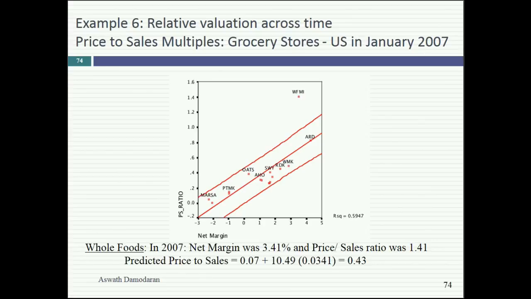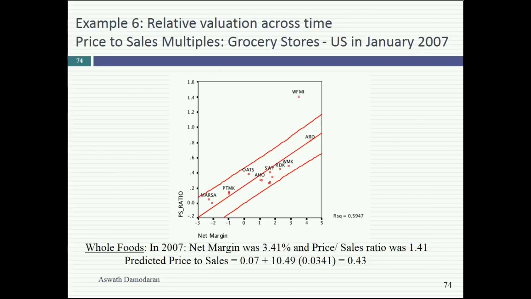So in 2007, it's the first time I looked at Whole Foods. I took grocery stores in the US. I took their price to sales ratios, or I could have done enterprise value to sales. It would have been roughly the same thing. I put net profit margin on the other axis, and I did a scatter plot. Notice how scatter plots are often the starting point for almost every one of my pricings, because it gives you a visual, it lets you see what the relationship looks like. So I plotted all the grocery stores. So there are all the grocery stores between the two lines.